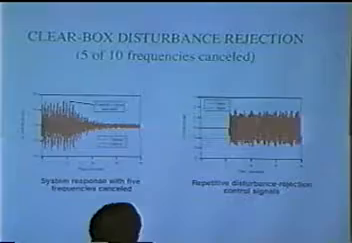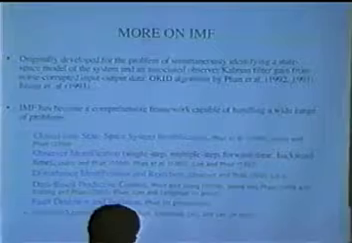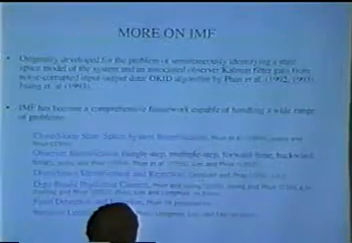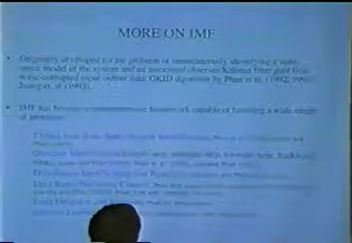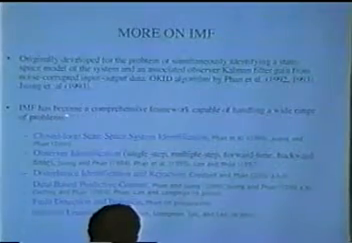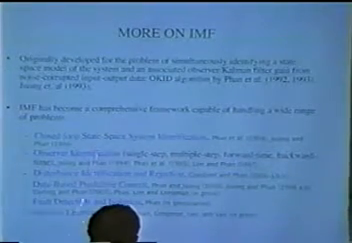Okay, now let's see. So now more on this formulation. Like I said, this algorithm was originally developed, this interaction matrix was derived, to solve the observer Kalman filter identification given input-output data, ABCD and Kalman filter gain. That's how it came about originally, and that's the OKID algorithm. But over the years, it has become a very comprehensive framework that is capable of handling a wide range of problems, at least a few here.